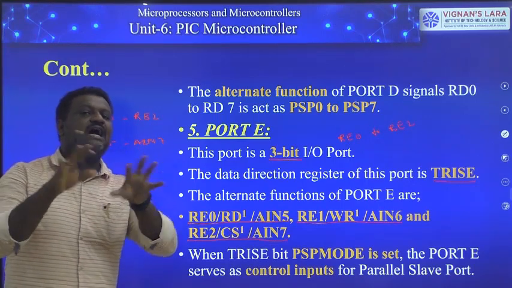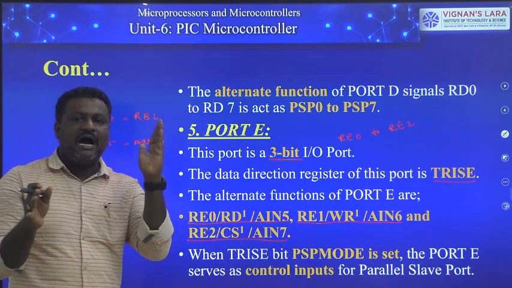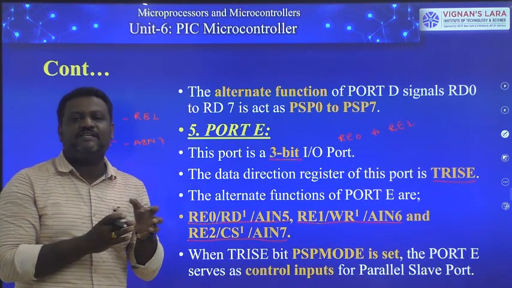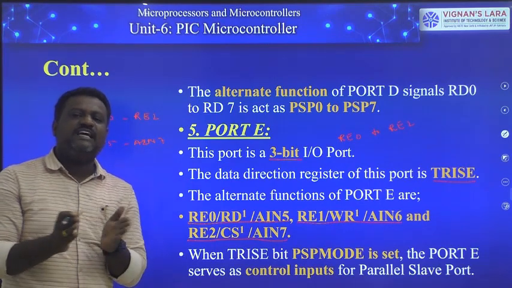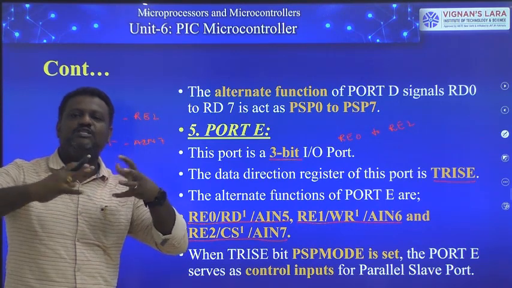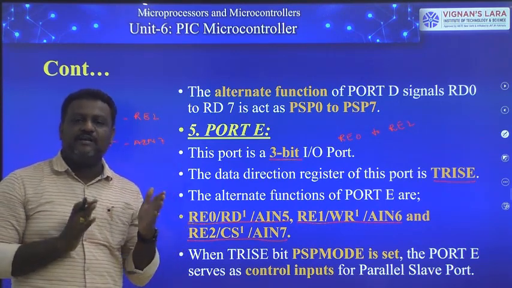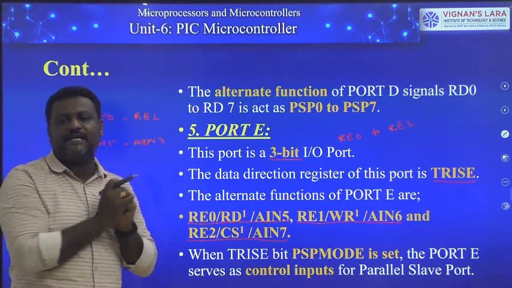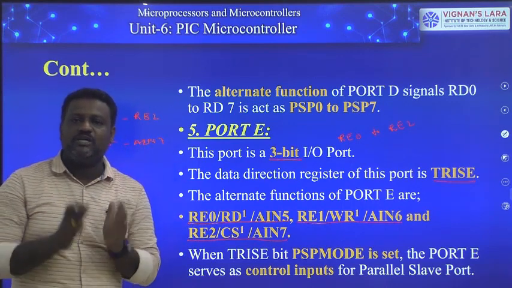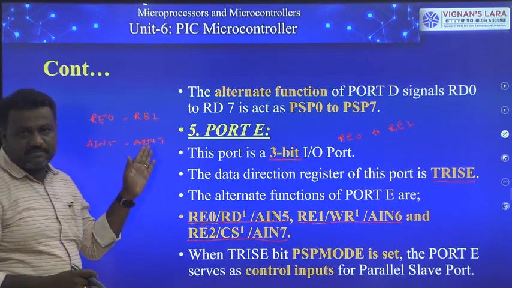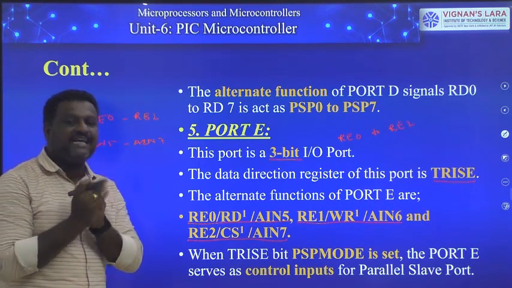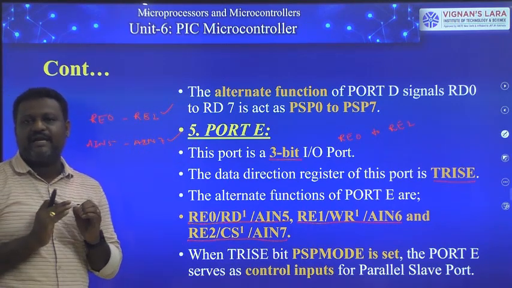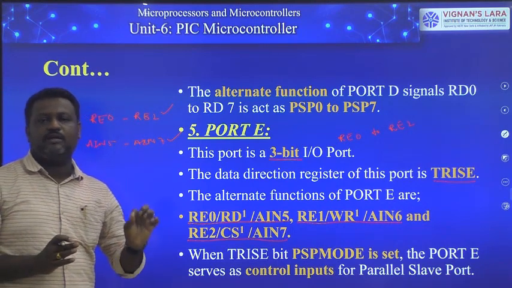Whenever port A provides its alternate function, RA0 to RA4 are used. Because internal to the PIC 16F877 there is an 8-channel 10-bit ADC. Whenever that ADC is activated, it collects 8 analog inputs from the external world. At that time, 5 analog inputs are received with the help of port A signals and the remaining 3 analog inputs with the help of port E signals. Remember, whenever the internal ADC is activated, these signals act as AN5 to AN7, analog input 5 to analog input 7.